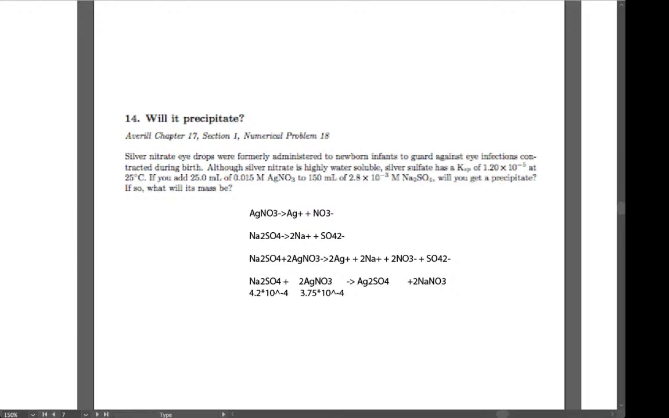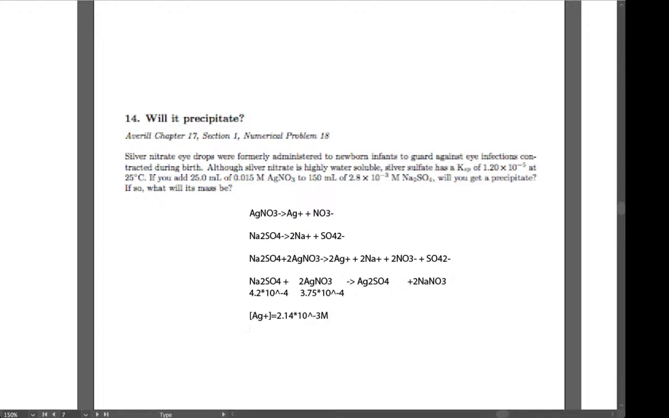The concentration of Ag+ here equals... No, wait, sorry. You're just dividing it by the total. So it's 2.14 times 10 to the power negative 3 molar. By the way, this one at the top here is in moles.